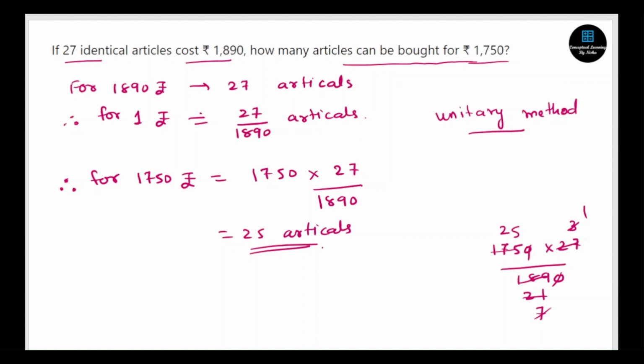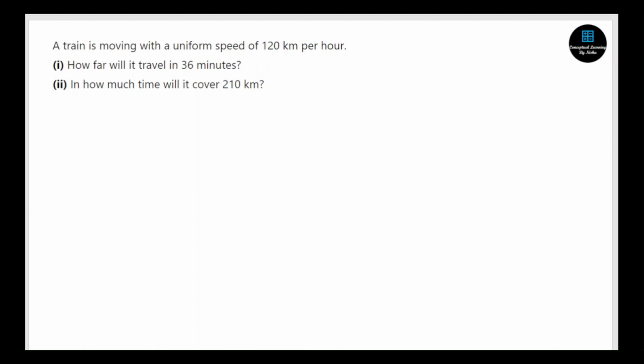Perfect. Alright. Now here one interesting question. So a train is moving uniform speed 120 km per hour and we have to write how much distance it will travel, 36 minutes, and how much time it will take to cover this much distance. So see, uniform speed means what? This is the constant.